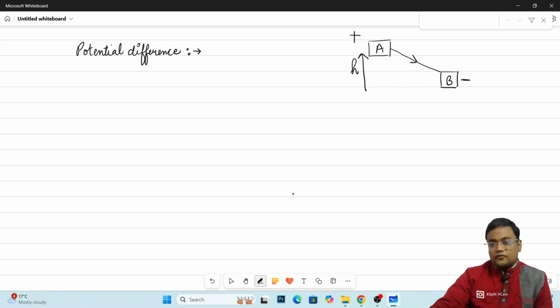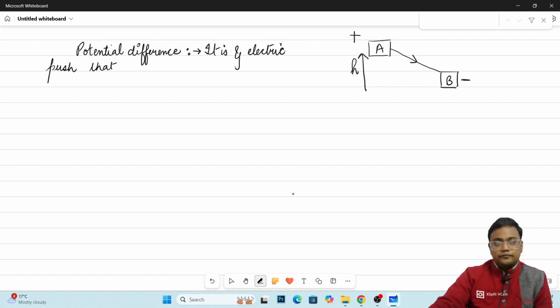the charges will flow from high potential to low potential if you provide a source which can give the push to these electrons or to the charge, right? So the potential difference is nothing but an electric push. It is an electric push.